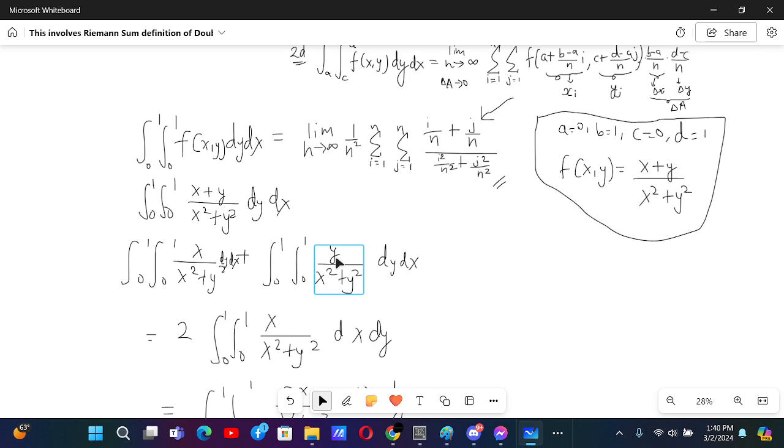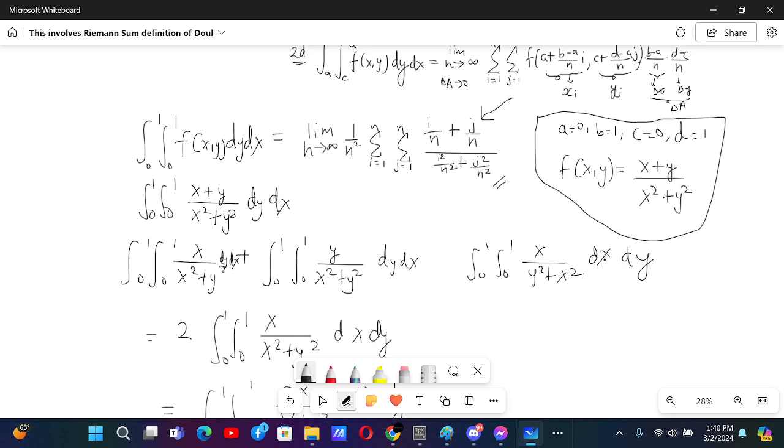If you didn't understand this, if I interchange x and y, what will we have? This will go over here and this will go over here. What we will have is again this, and then x by y square plus x square, and then dx dy. But now again we can interchange this. 0 to 1, 0 to 1, so problem solved. dy dx. So that was it.